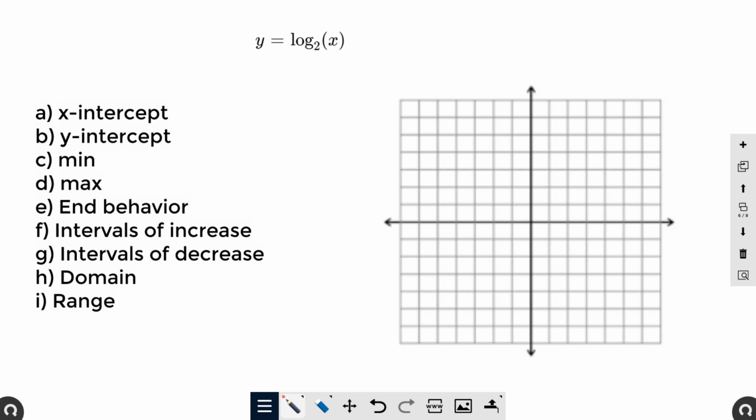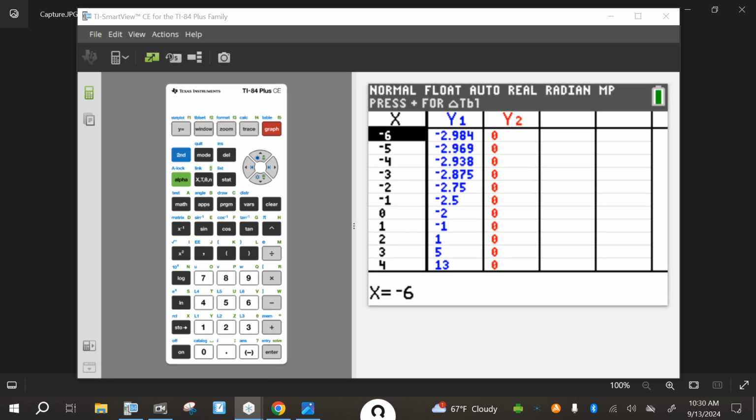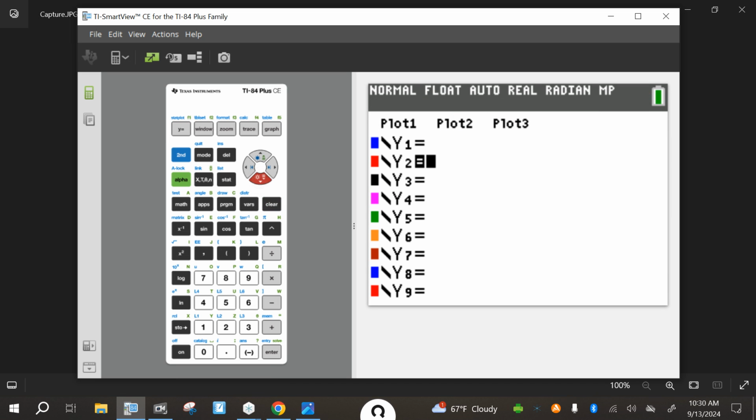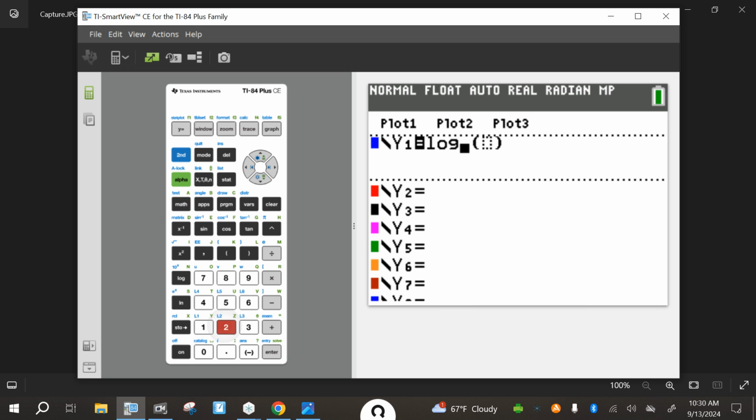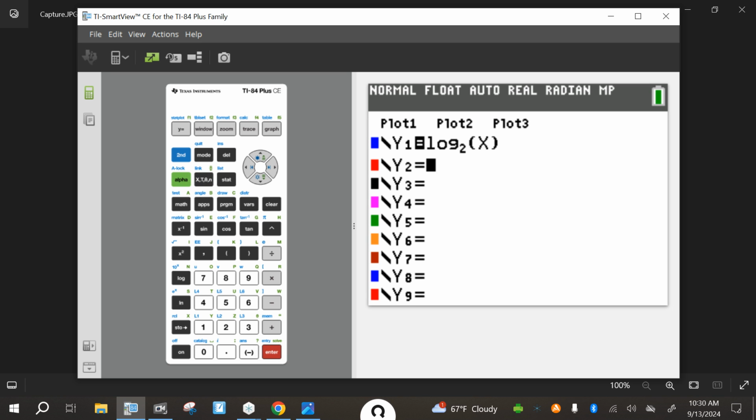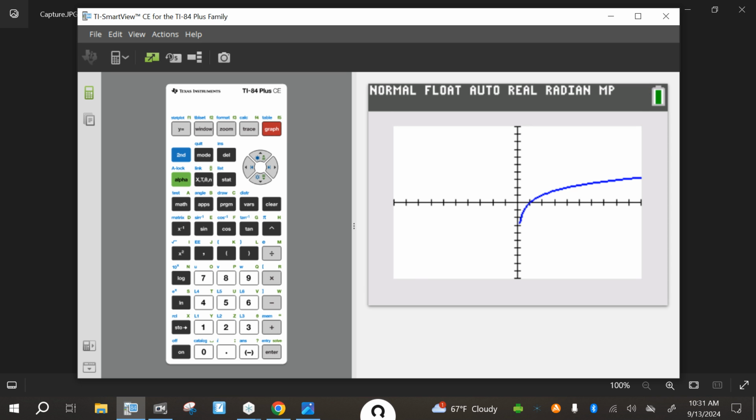All right, so first what we're going to do is graph this, log base 2 of x. So math, option A, log base 2 of x. Remember, math, option A. Also, you could talk about the translations for this. This doesn't move left, right, or up or down. It's a basic log equation. We hit graph, and it looks like this.